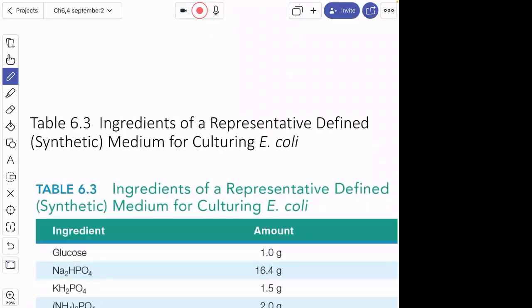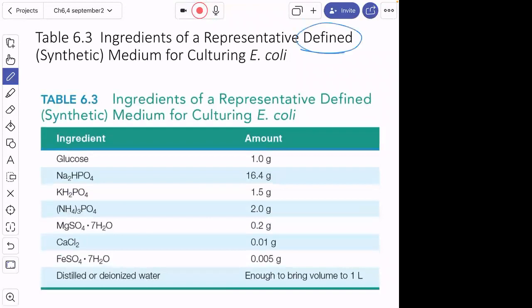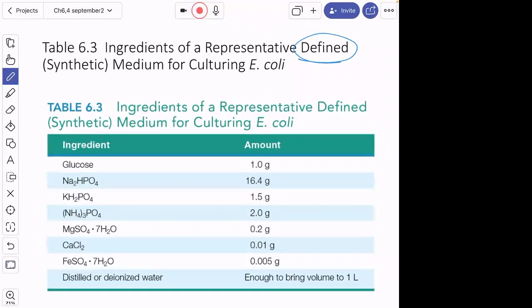Okay, so here's an example of a defined media. This is from your textbook. It's also known as a synthetic media. Defined, synthetic, those two terms can be used the same way. It calls this a kind of media to culture E. coli. Honestly, I'm not sure why you would use this media to culture E. coli when there's a lot of all-purpose medias that E. coli grows really well on.